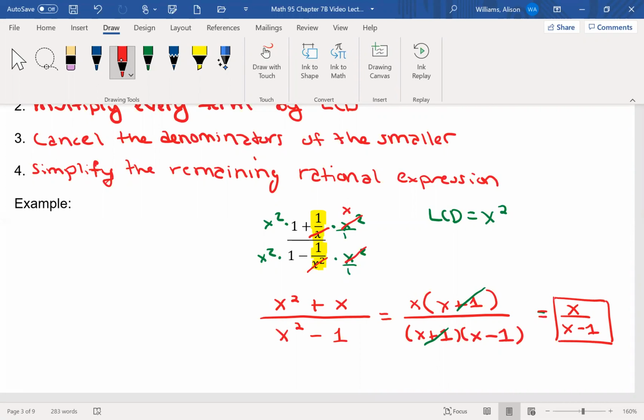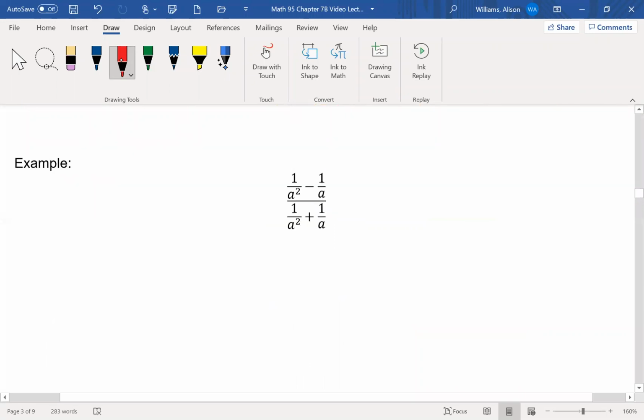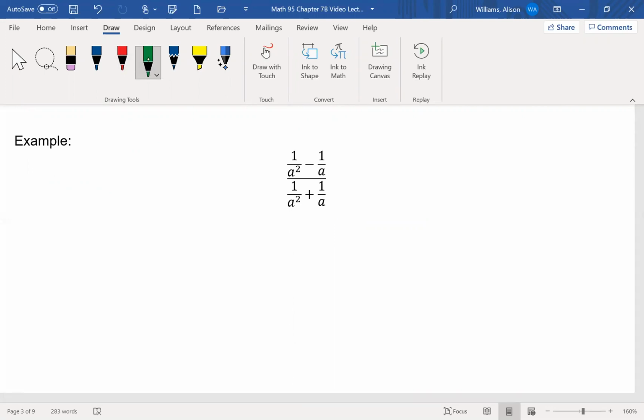So let's try this again on another example. For this one, again, I'm looking at the smaller fractions, and this time there are 4 fractions. 4 fractions total. All of them are fractions. So the LCD for all of them, similar to the last one, is going to be a squared. And what I'm going to do is multiply every term by a squared. What I'm really doing is multiplying by a squared over 1. Especially with the fractions, it's helpful to see that.